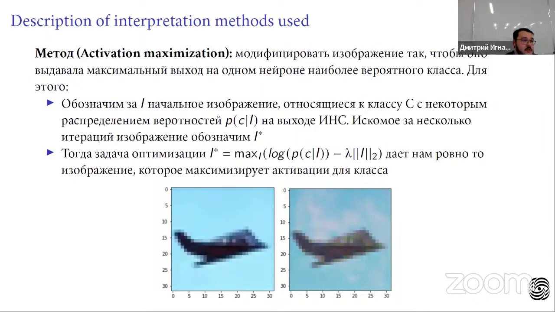And the second method we use is activation maximization. How does it work? We need to maximize the probability of the predicted class. So we iteratively put our image into the neural network, get the gradients, and use gradient descent to maximize the probability of that class.